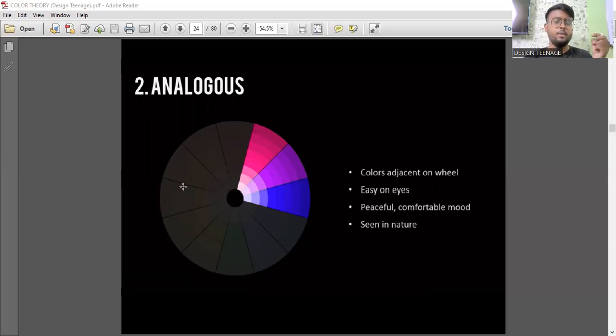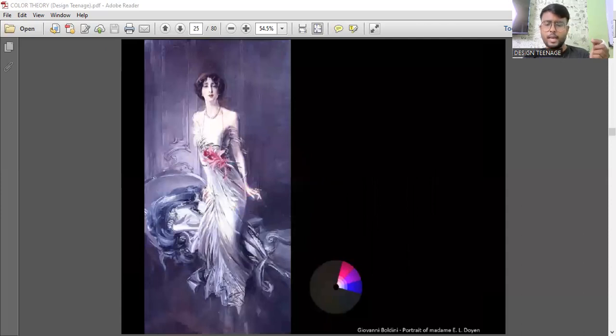And the simple way to understand this is: what is the analogous color scheme? Analogous color scheme is nothing but three adjacent colors. So any composition with three adjacent colors comes under the analogous color scheme. Colors adjacent on the wheel, easy on the eyes, peaceful, comfortable mood, seen in nature. So we have here some of the best paintings, which give an example.